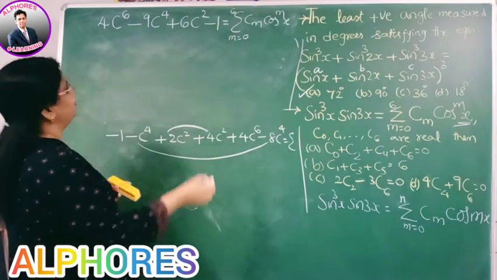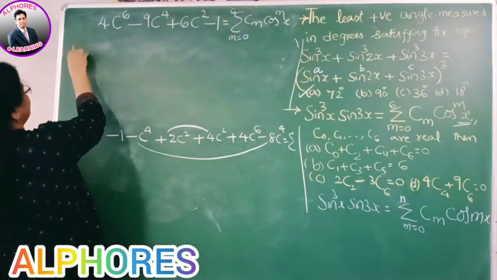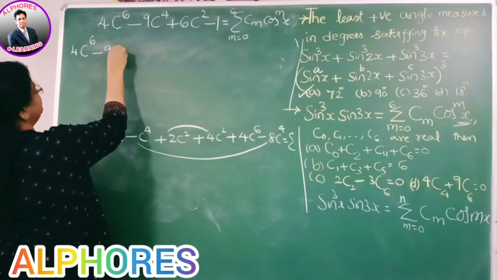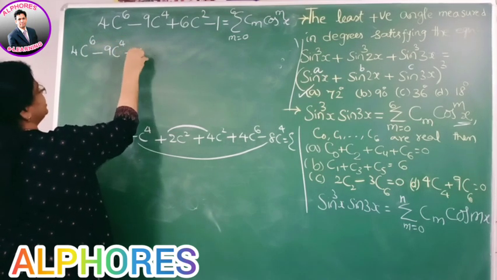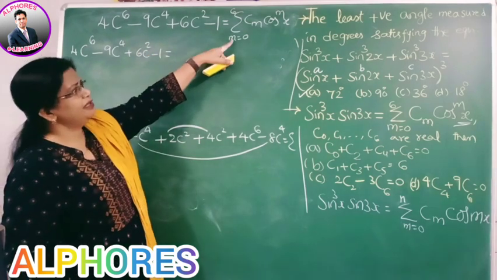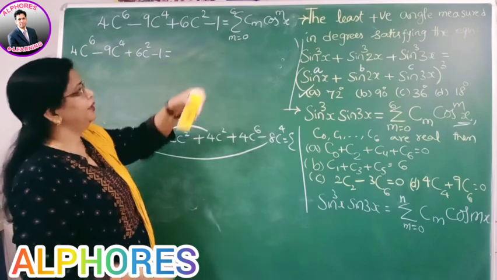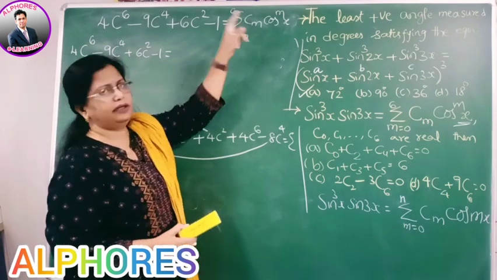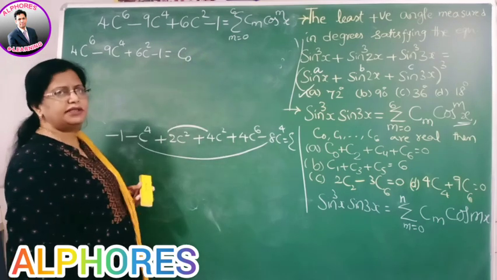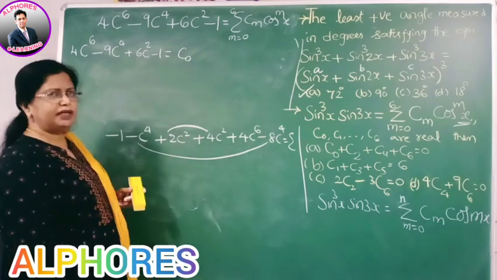Understand? Now let us write here RHS as well as LHS totally. This is minus 9c to the power of 4 plus 6c square minus 1. And now I am substituting m as 0. Then this is c naught, right? C naught into cos power 0x, that is nothing but 1.